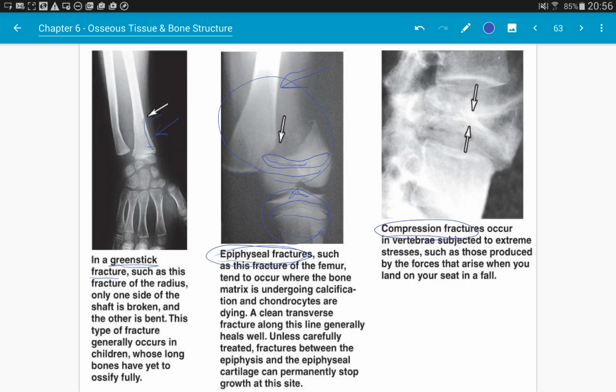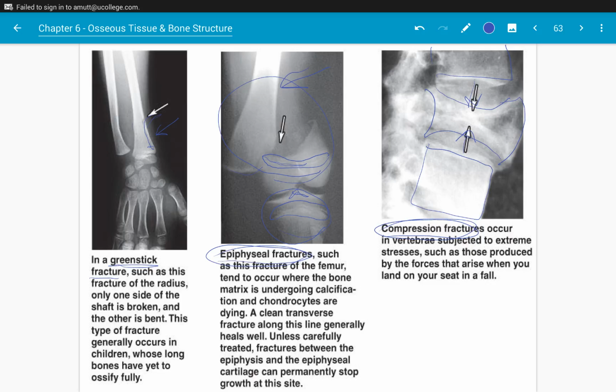Compression fractures. Really good example here is of the vertebra. So we notice here's a nice healthy body of the vertebra. Here's another nice healthy one. This vertebra has been compressed. Okay, so this is the body of the vertebra. And so compression happened on both ends, and this can be from a lot of stress or pressure.